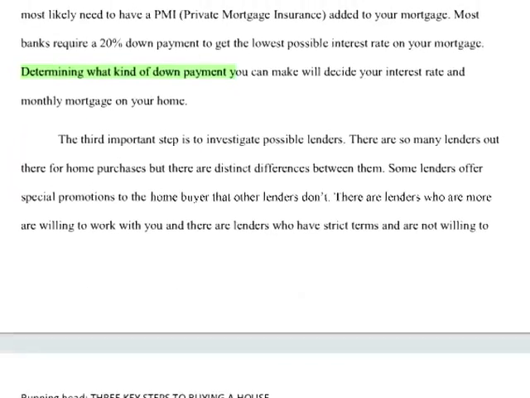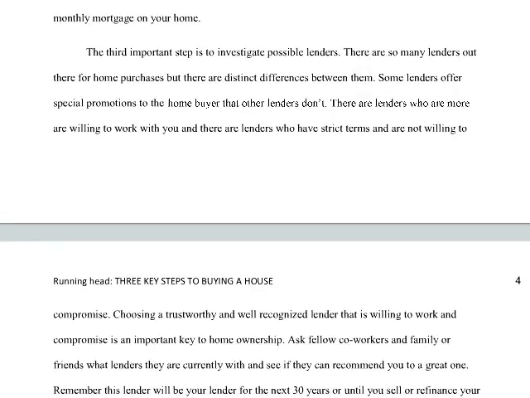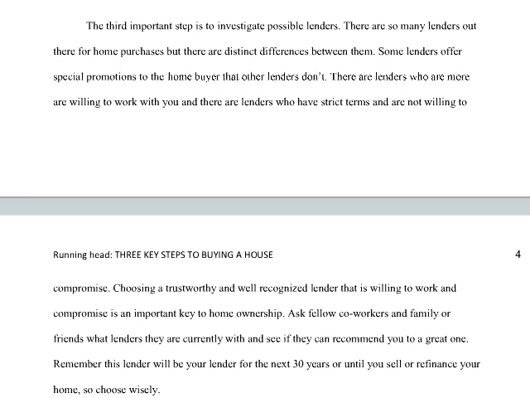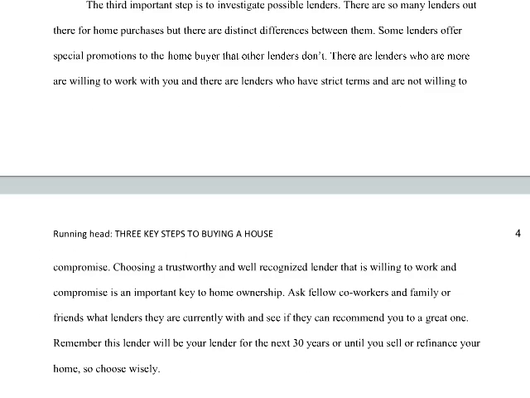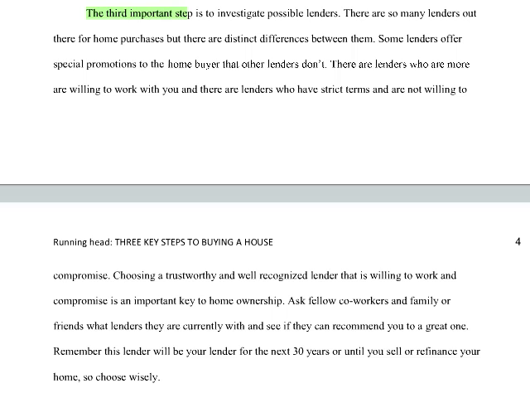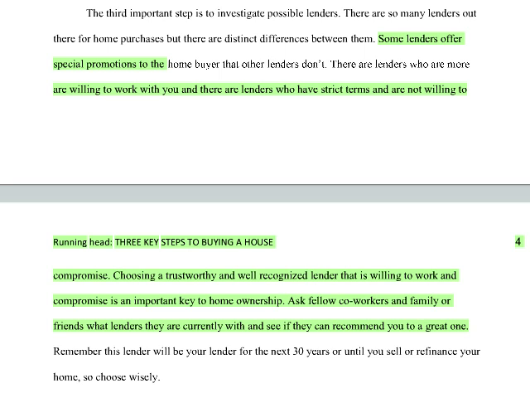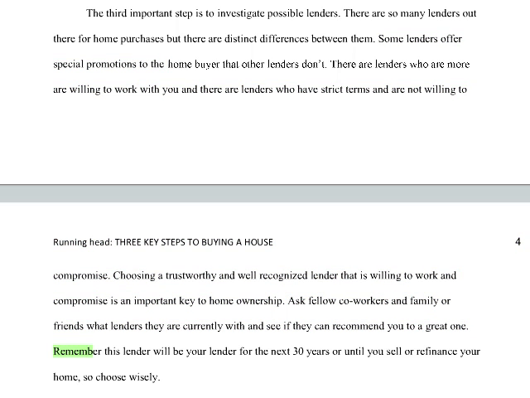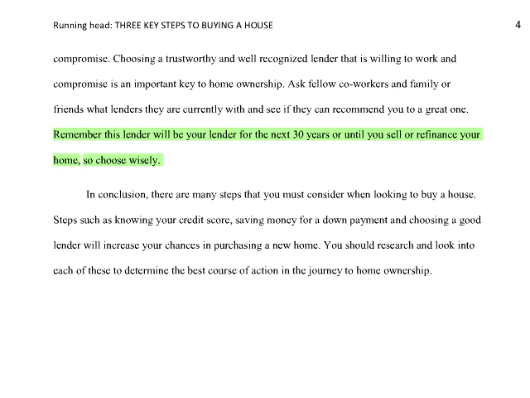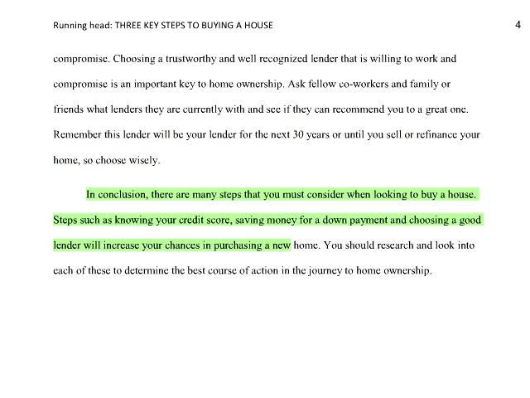Third body paragraph, same formula. State, explain, support, conclude. In this case, the third main point is about the importance of investigating your lender before you sign on the dotted line. The third important step. Stated, explained, supported, 2 to 5 sentences of support, and then final sentence concluded. And then you wrap up the essay with a small final paragraph called your conclusion paragraph.